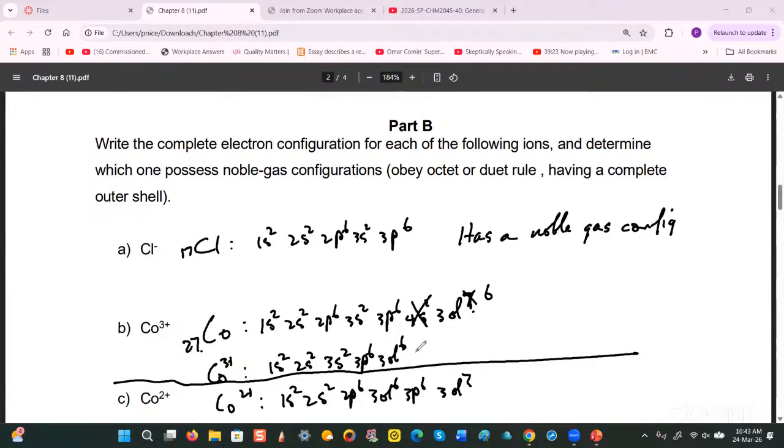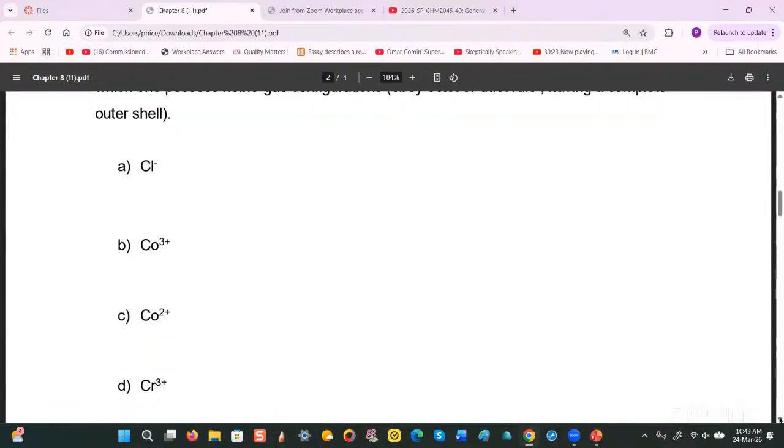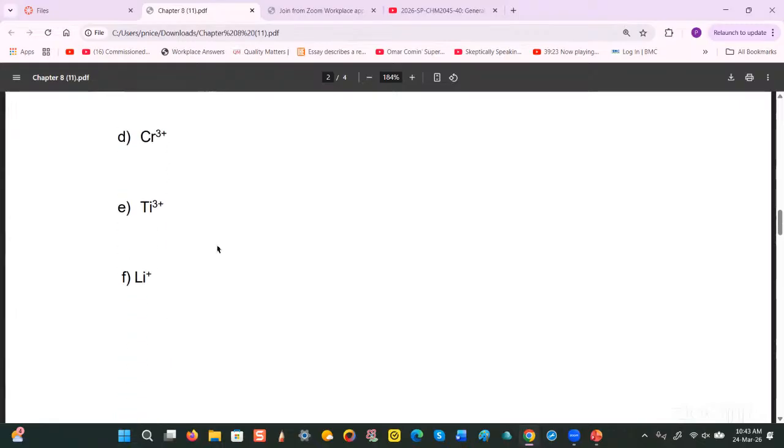So this won't have a noble gas configuration, neither does the cobalt 2+. All right, let me clear this. Let's scroll down to the next one, which is chromium 3+. Okay, so again, we'd have to do the full electron configuration. This is going to be the last one we're going to do. So chromium, the atomic number of chromium is 24.